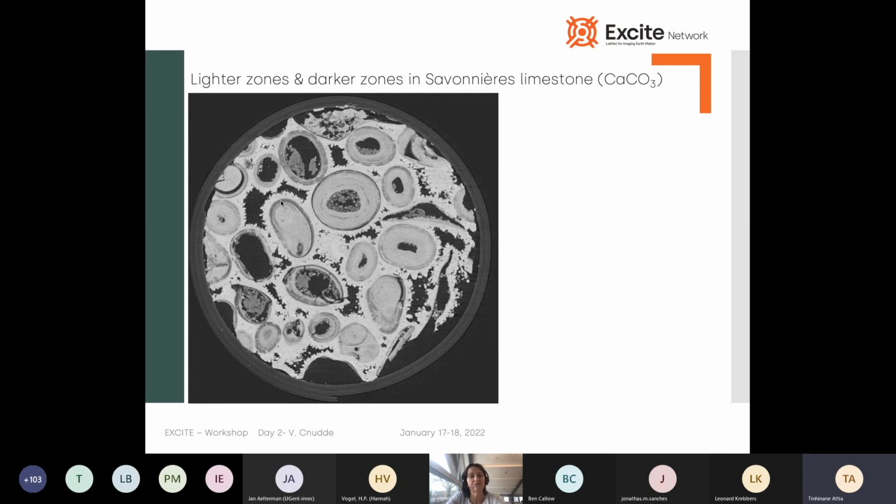Another thing that you have to keep in mind is that we are working in a digital way, and so working with voxels and pixels and not in a continuous way. And an important aspect here is if you look at this Savonnières limestone, which was scanned, we know that chemically it's purely calcite. But you see that you have differences in gray values, going from very bright to rather darker.